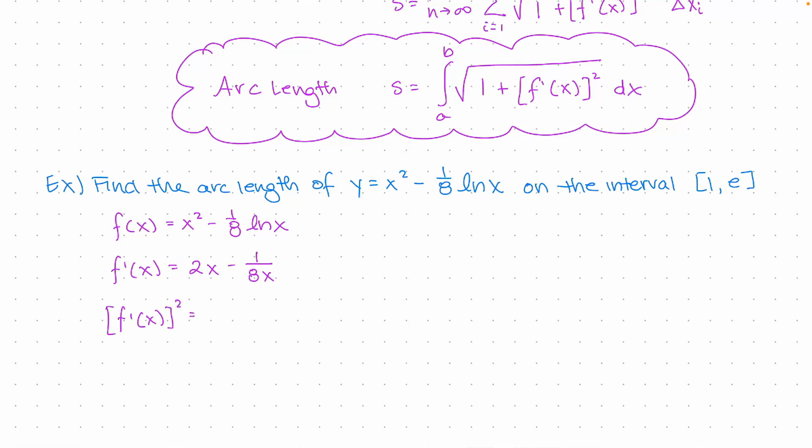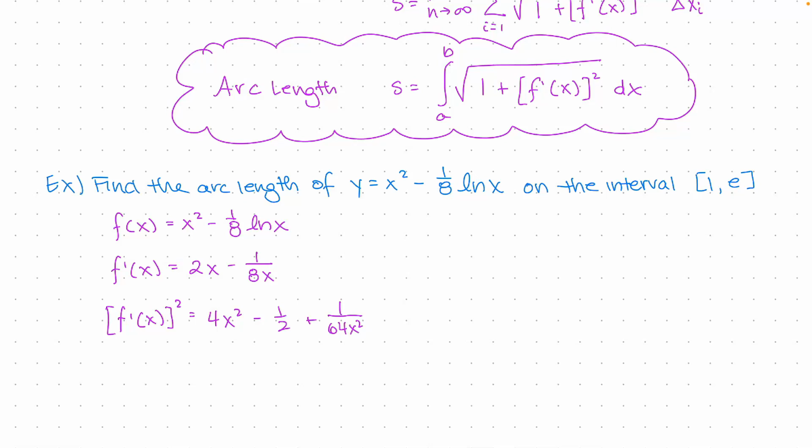So just kind of working it out in pieces. So let's see, that would be 4x squared minus 1 half plus 1 over 64x squared. Double check me on that. That looks nothing like a 4. We okay with that?